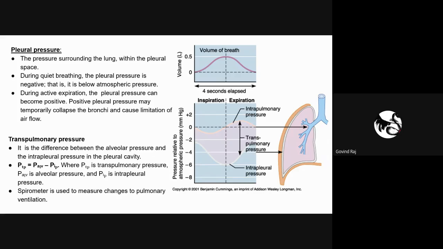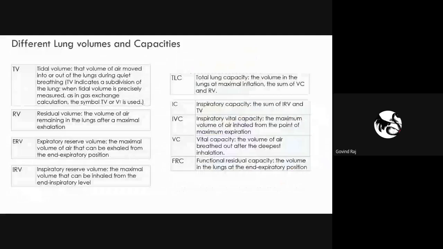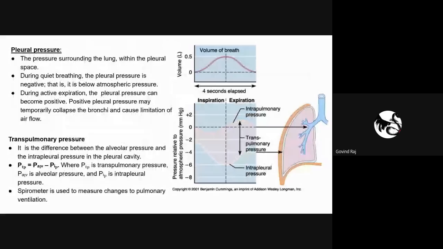So here in this graph you can see that at the initial, we have the pressure relative to atmosphere. Whenever we talk about the pleural pressure or transpulmonary pressure or alveolar pressure, we are saying it with respect to the atmospheric pressure. With respect to atmospheric pressure, the pleural pressure is negative because of the small kind of suction it provides to the lungs.